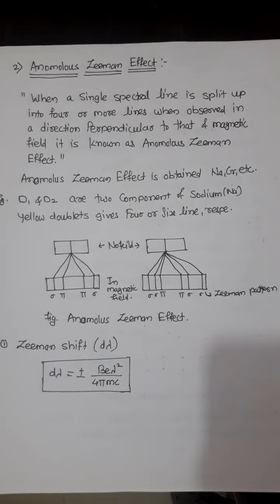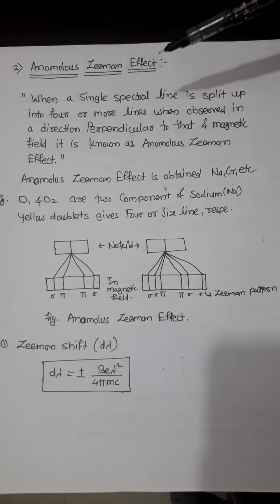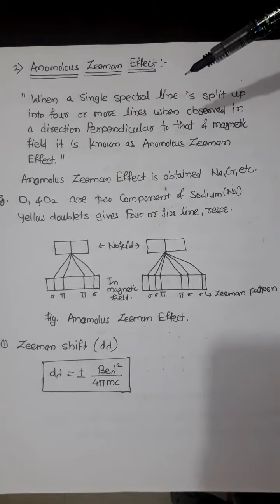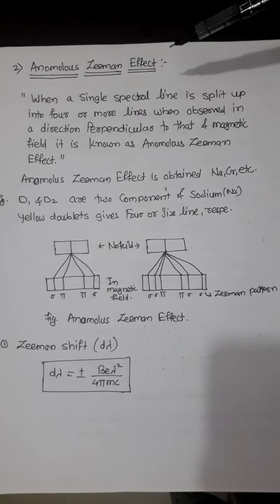Now we will discuss anomalous Zeeman effect. What is the statement of anomalous Zeeman effect? When a single spectral line is split up into 4 or more lines when observed in a direction perpendicular to the magnetic field, it is known as anomalous Zeeman effect. Simply, a single spectral line splitting into 4 or more components in a view direction perpendicular to the magnetic field, at that time we call it anomalous Zeeman effect.